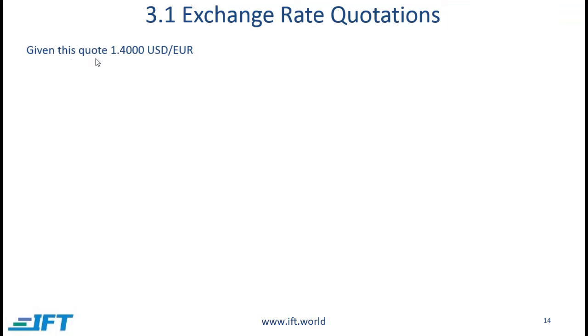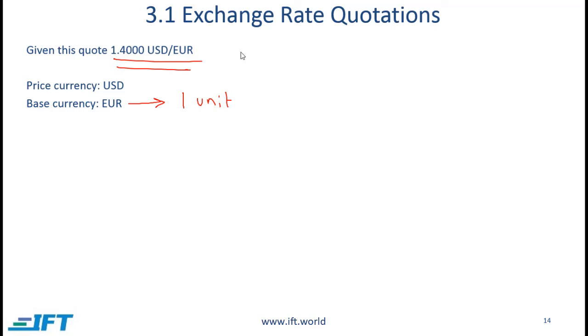Specifically, look at this quote, 1.4000 US dollars to euro. As mentioned before, in this quote, the US dollar is the price currency and the euro is the base currency. I have said this many times before and I will repeat because it is extremely important. Base currency is the currency of which we have just one unit.